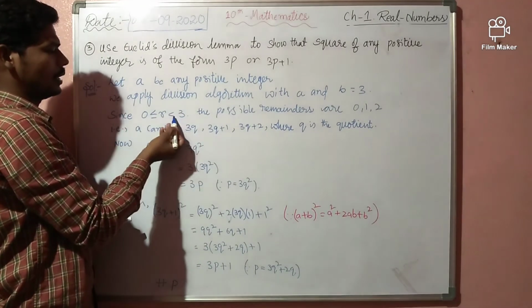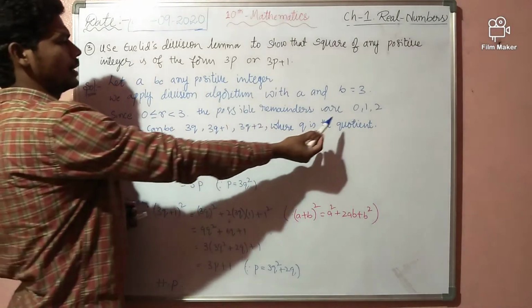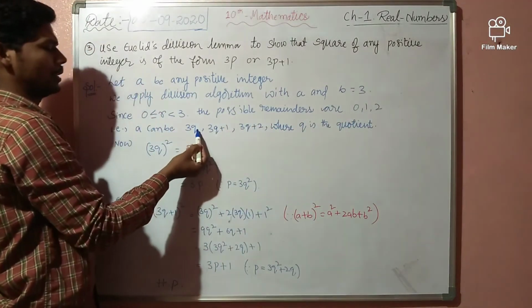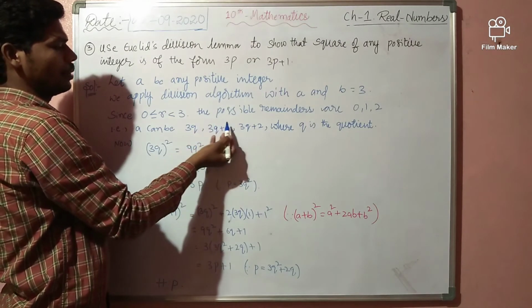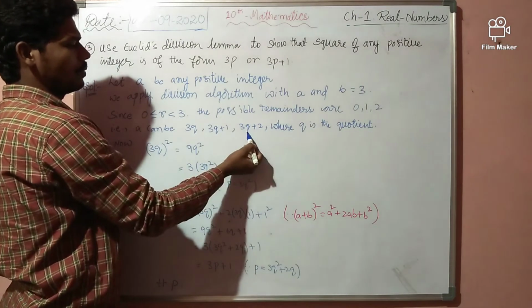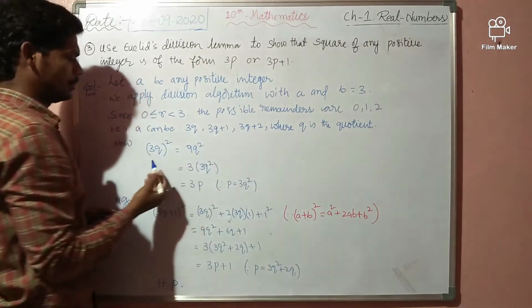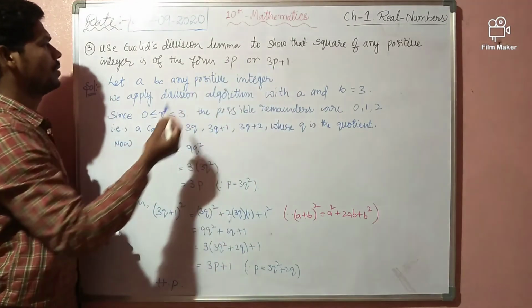Here remainders less than 3 means the remainders are 0, 1, 2. So 3q plus 0 means 3q, 3q plus 1, and 3q plus 2. So remainder till 2. Here what is q? q is the quotient.